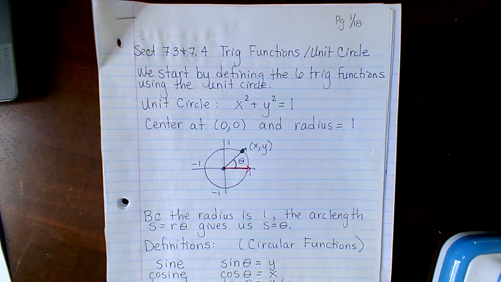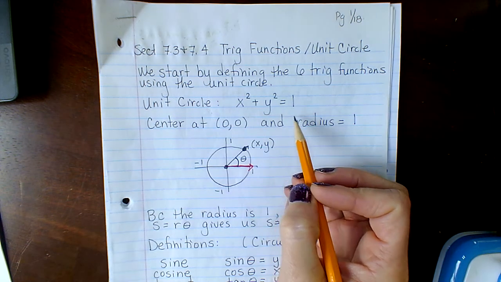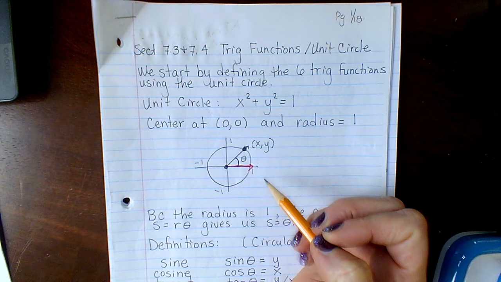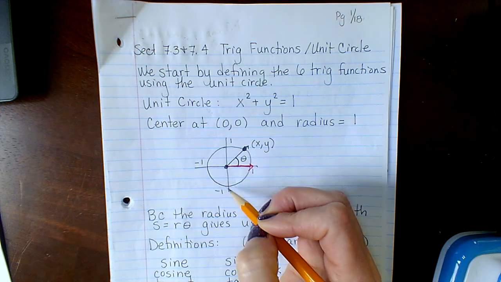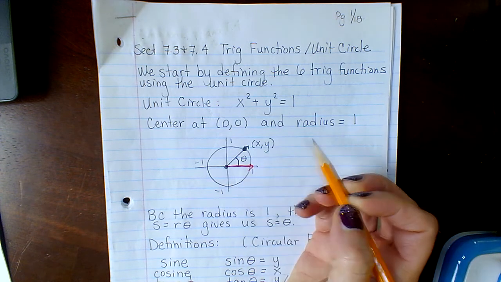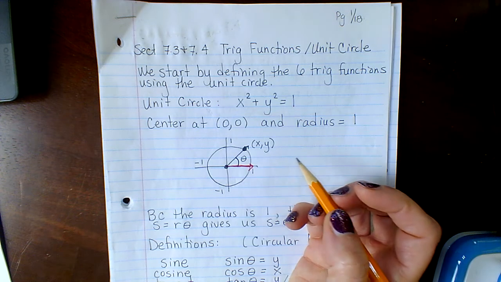Okay, we're going to start by using what we call the unit circle. The unit circle is the equation x squared plus y squared equals 1. It has a center at 0, 0 and a radius of 1. So the circle hits 1, 1, negative 1, negative 1 because its radius is 1. Okay, and it centers right there at the origin.